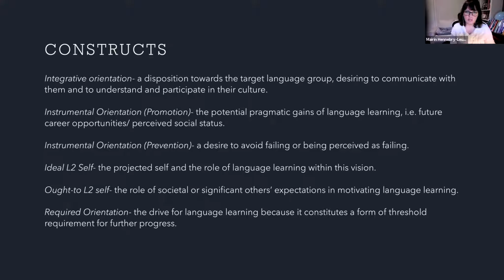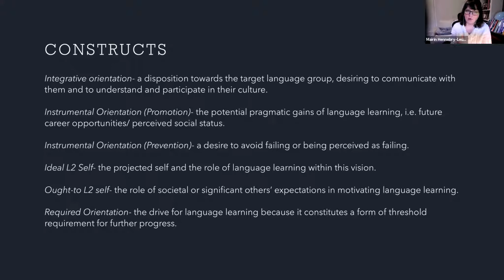Then we had instrumental, and instrumental we can think of in two dimensions. One is promotion and one is prevention. So instrumental promotion is thinking about wanting to get the pragmatic gains that you can have from learning a language, whether that's better career opportunities, whether that's just perceived social status. And instrumental orientation prevention is where you want to avoid particular negative outcomes of not learning language or not doing well in a language. So, being perceived less desirably in society.